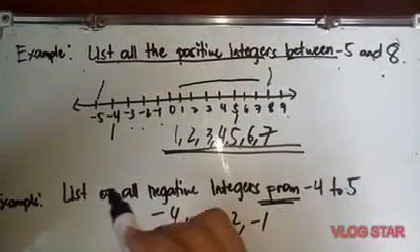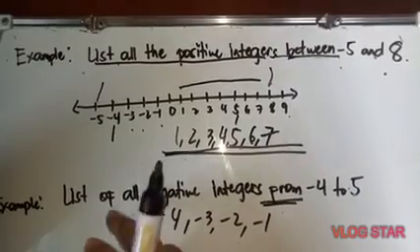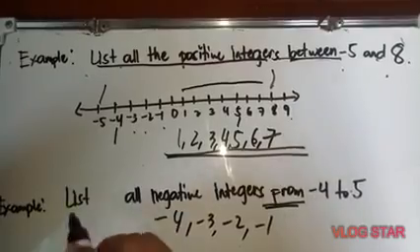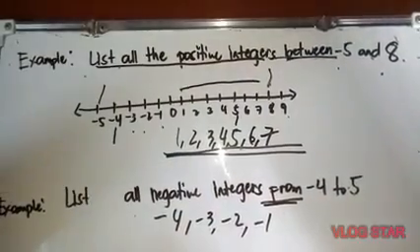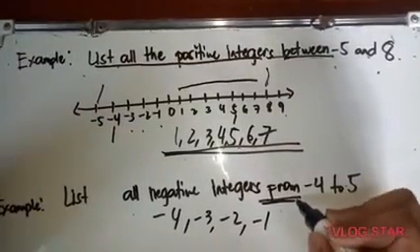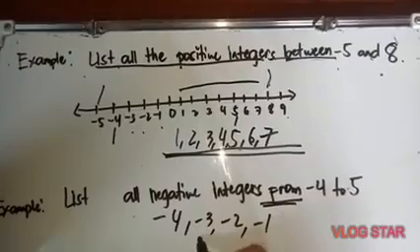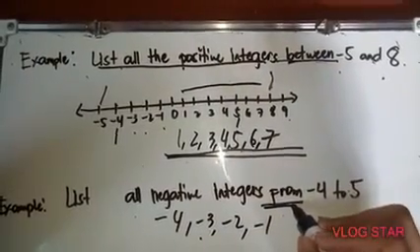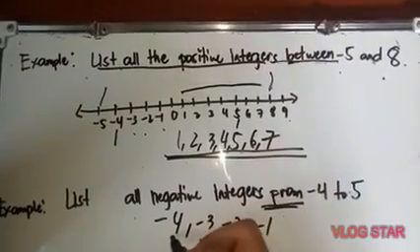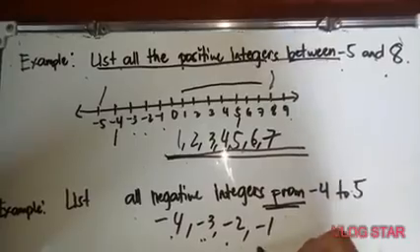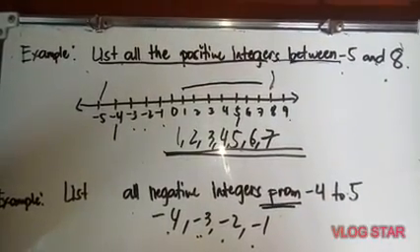But if the question is "list all the negative integers between negative 4 to negative 1", you will only write negative 3, negative 2, and negative 1. But if the question is "from", you will include negative 4, negative 3, negative 2, and negative 1.